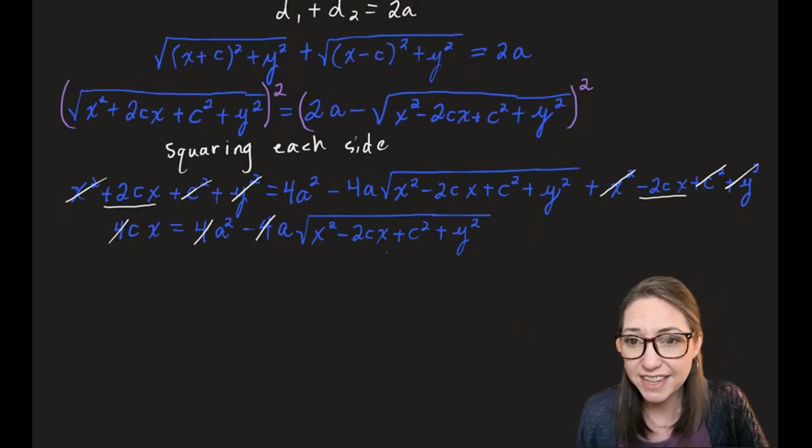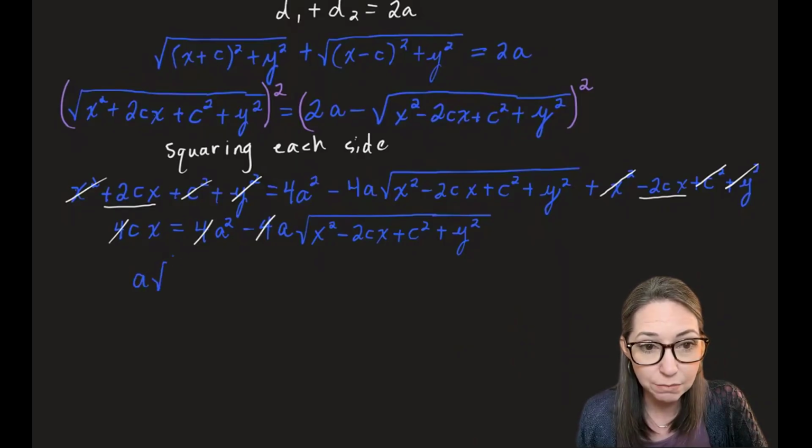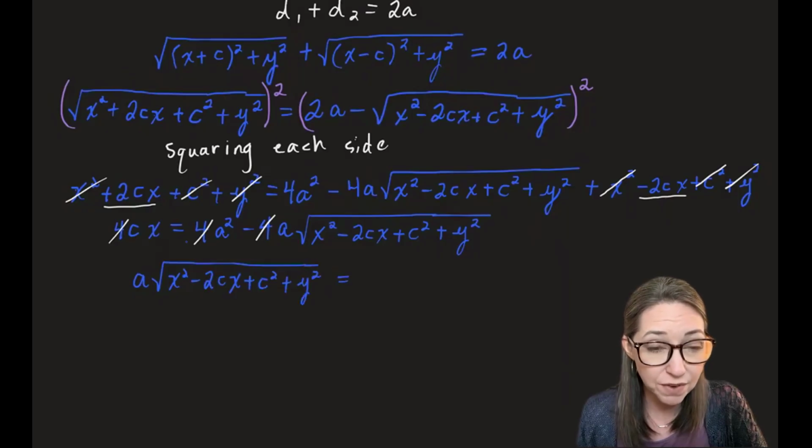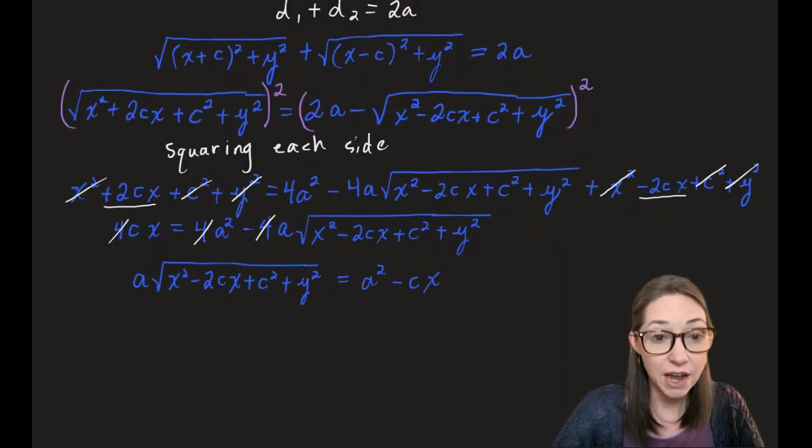All right, so what does that leave us with? Let's rearrange a little bit. I don't like this negative here, so I'm going to add that radical to both sides to get a times the square root of x squared minus 2cx plus c squared plus y squared. That's going to be equal to, I'm solving for the radical, so I have this a squared already on the right. I'm going to put it over here, and then I'm going to minus that cx from both sides to move it from the left to the right. Okay, now I've got it down quite a bit.